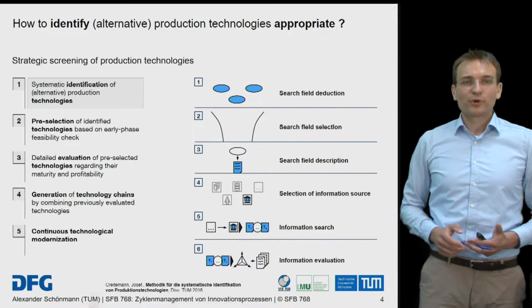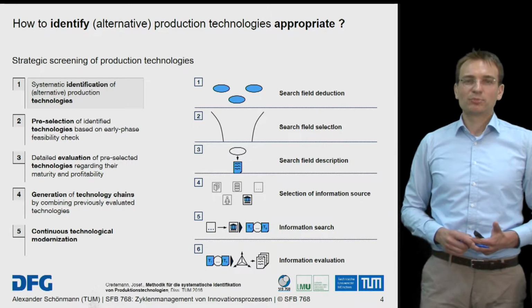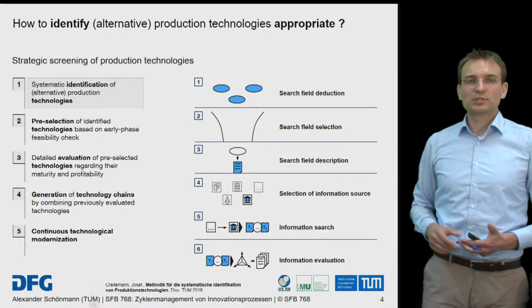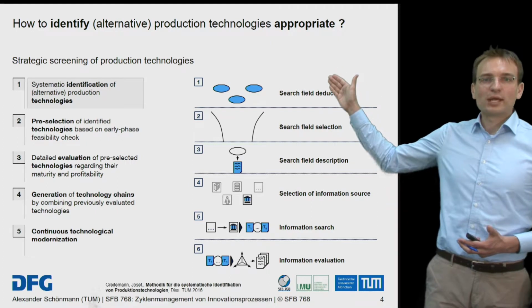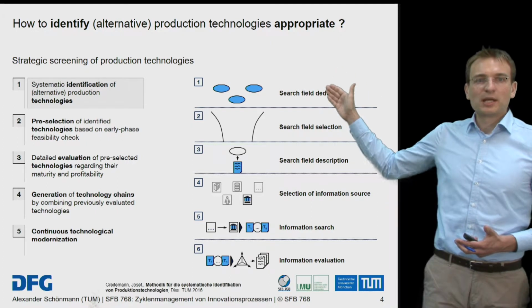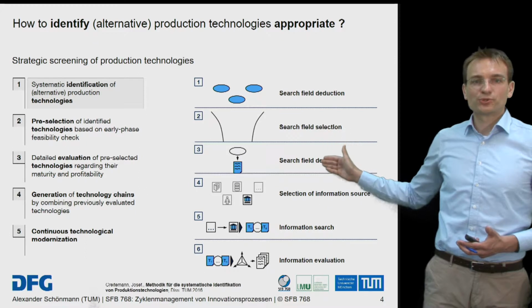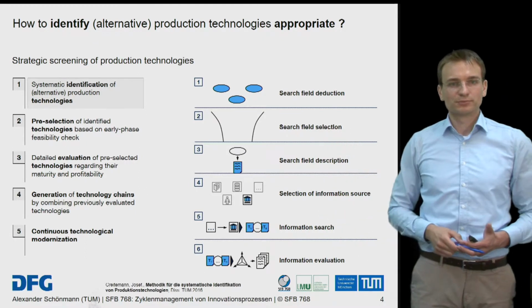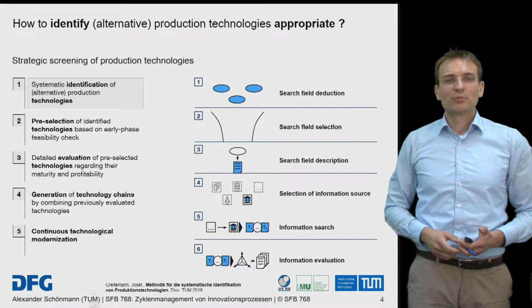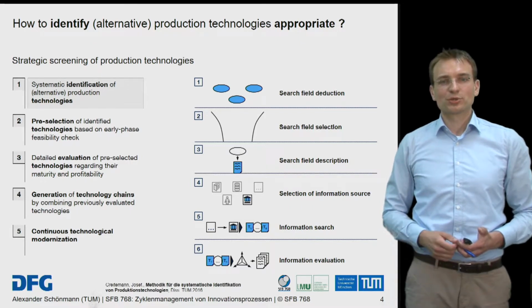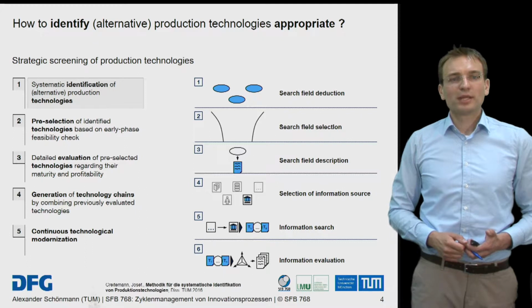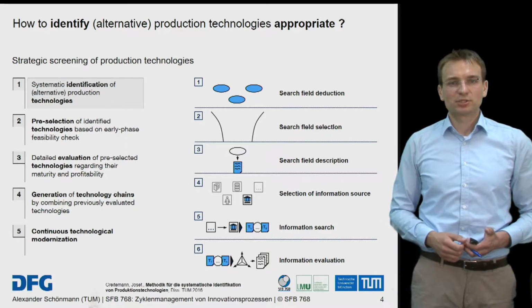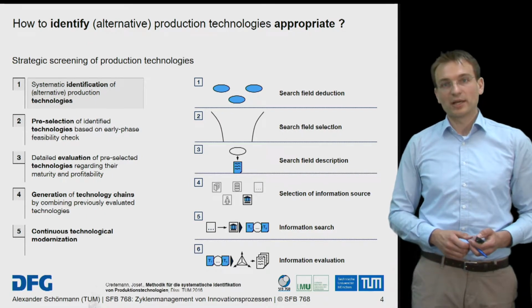For effectively identifying suitable production technologies, we need to discuss how to describe our technology need, how and where to search to find technologies, and how to evaluate the gathered information. The developed method performing a systematic search consists of 6 steps, beginning with the search field deduction and finding suitable sources, as well as how to evaluate the gathered information.